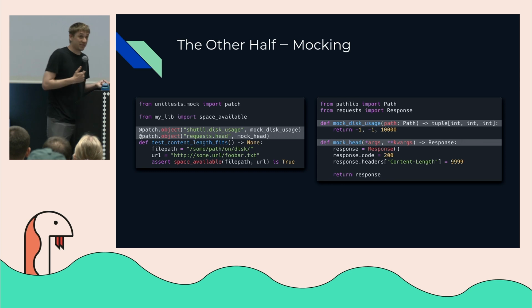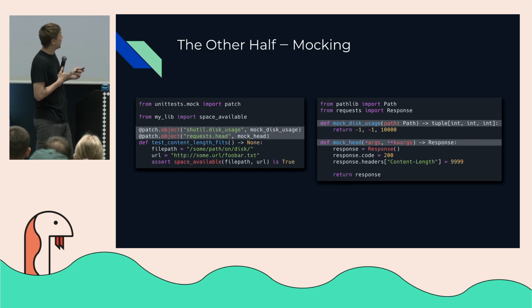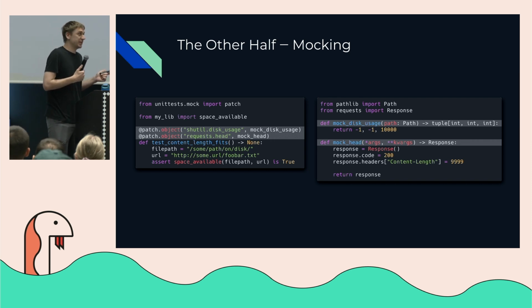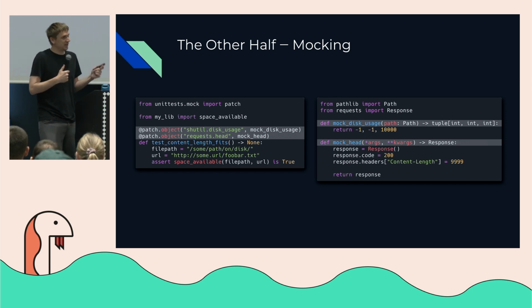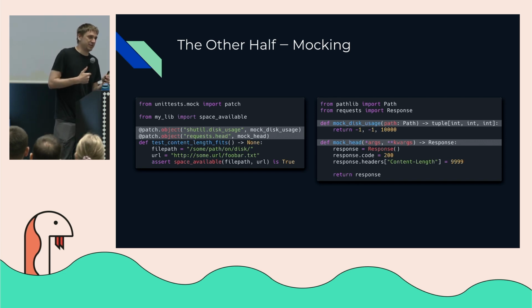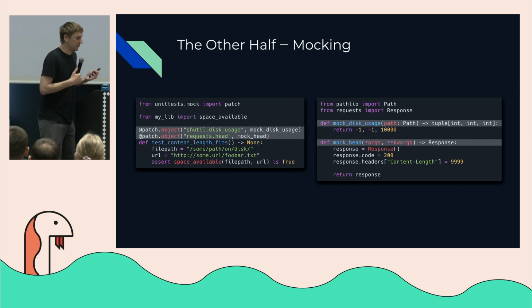Okay, so the other half of the story is the mocking. In the previous examples, we manually created these mock functions, and then we put those in the patching utility. But this is a lot of work to do for every single function or every single attribute, to make a copy of it manually. And so the standard library also provides a mock utility library to automatically generate these fake objects.